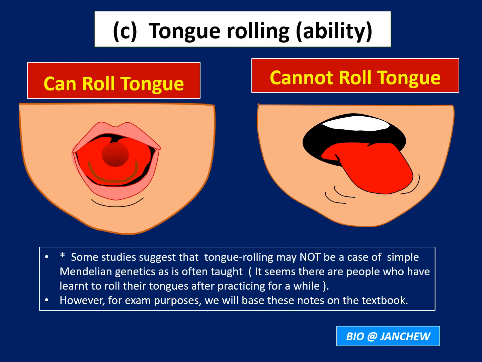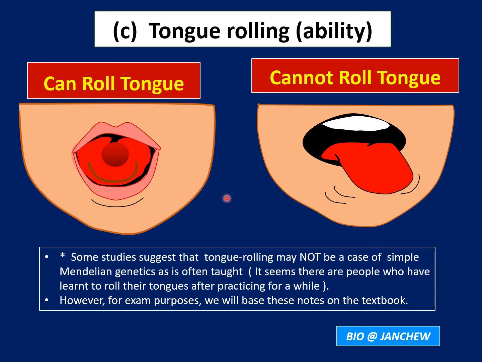Later I'll explain. Another example of variation in humans is the tongue rolling ability, as stated in the textbook. Some people can roll their tongues in the shape of a tube or cylinder, and others cannot roll their tongues at all. In the textbook, this is stated as an example of variation in humans and as a type of discontinuous variation. We'll study discontinuous variation later in this video.